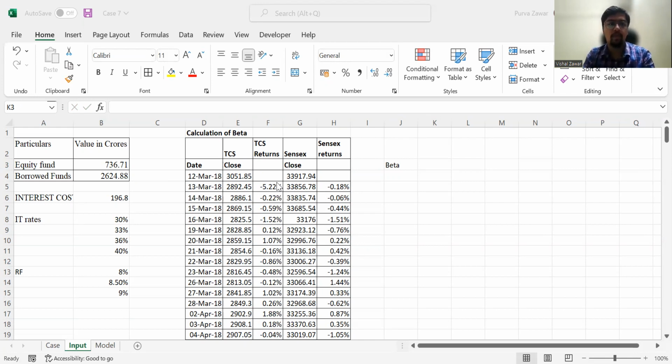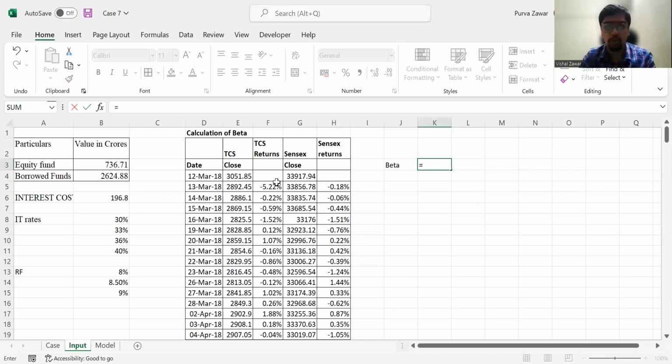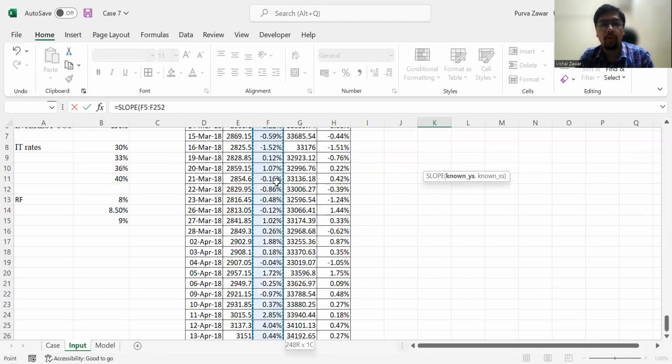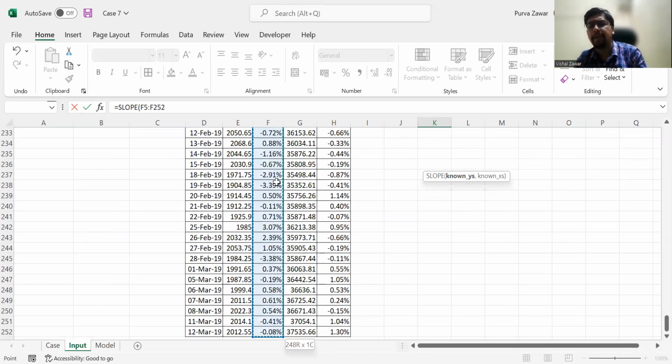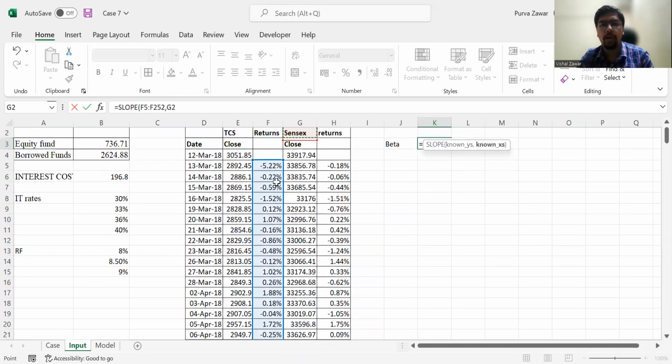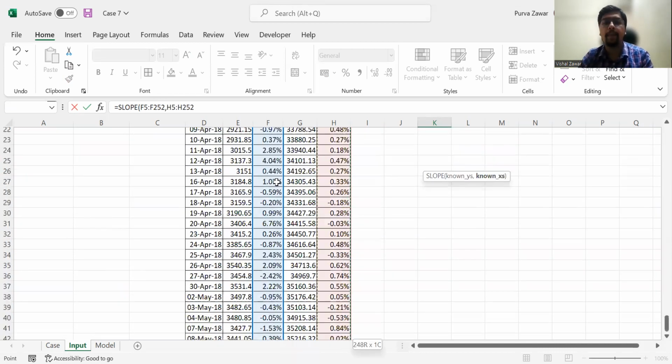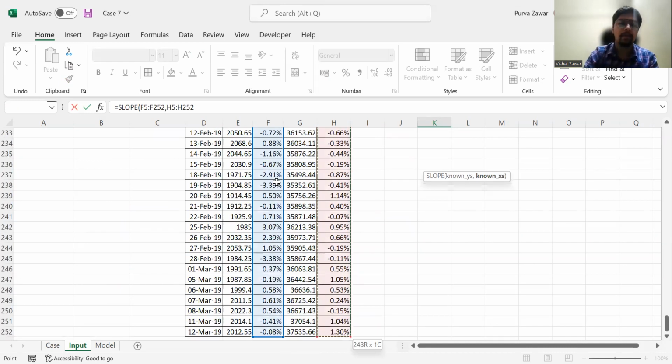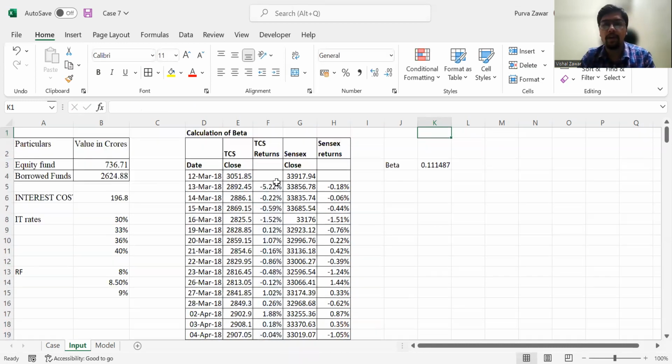I hope up to this stage we are okay. So how do I get it? Slowly. Y is the dependent variable, it is the stock, and X is the independent variable. Independent means the market. TCS is dependent on the market. The market is not dependent upon TCS.